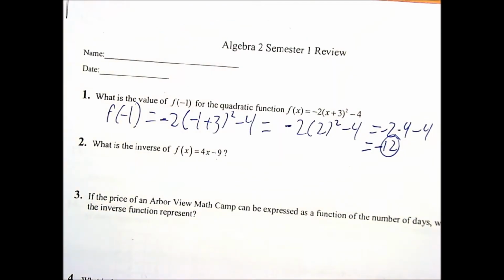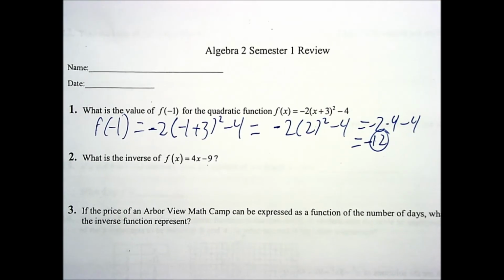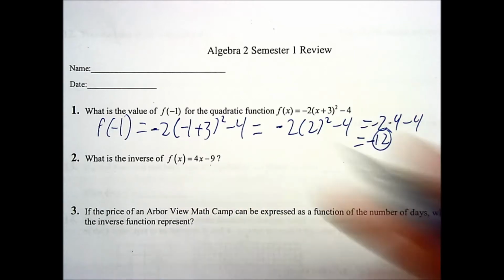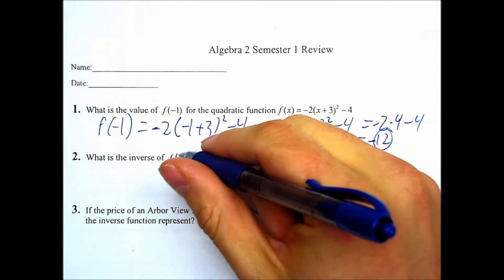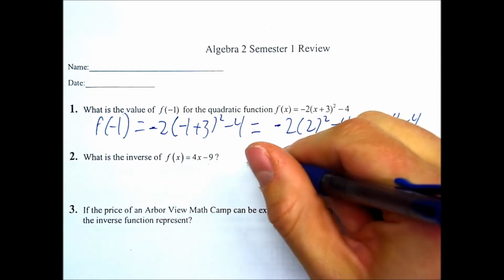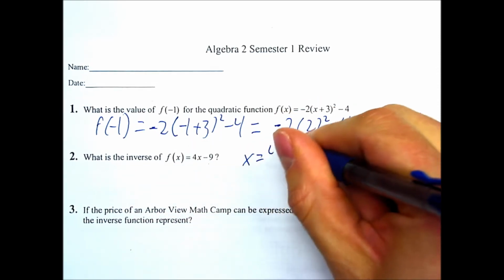Question 2. What is the inverse of the function f of x equals 4x minus 9? For inverse functions, we substitute the x and the y values, or in other words, we replace x with y and y with x. We can do this with a table or with a function. As this is a function, we'll use the function. So right now, this is equivalent in value to y is equal to 4x minus 9. The inverse function will be equivalent in value to x is equal to 4y minus 9.